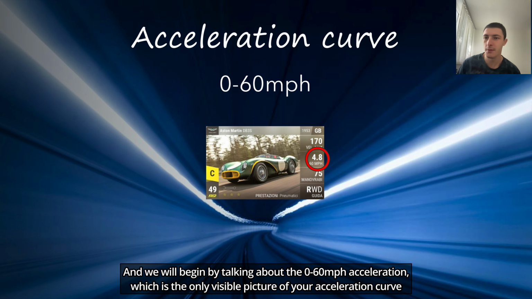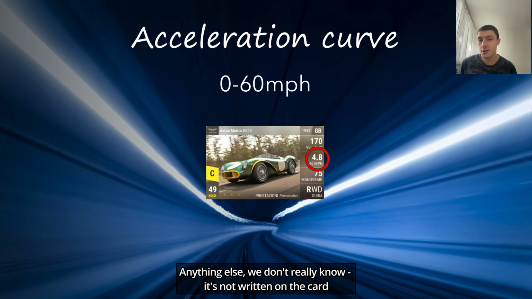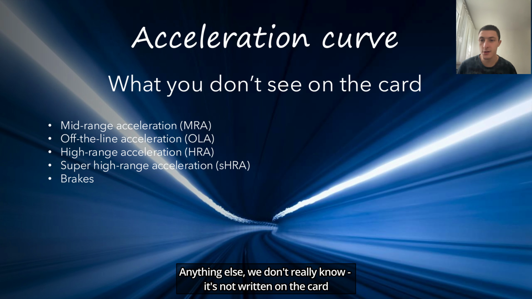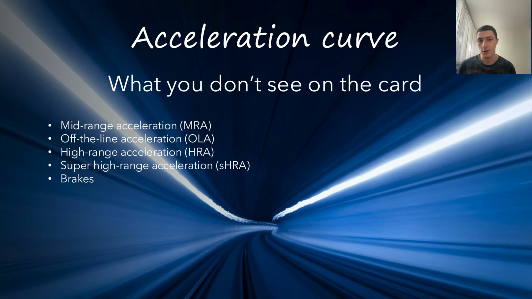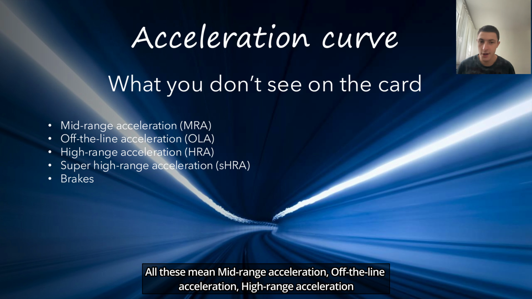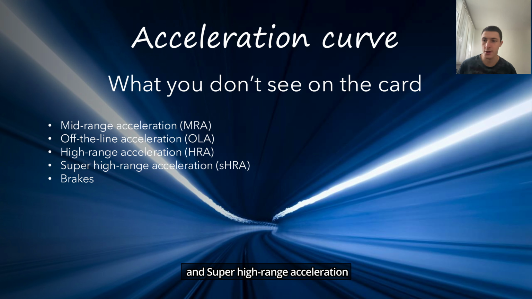We will begin by talking about the 0 to 60 miles per hour acceleration, which is the only visible picture of your acceleration curve on the card. Anything else you don't really know. It's not written on the card, and these are values that you don't see on the card, which are MRA, OLA, HRA and SHRA. All of these mean mid-range acceleration, off-the-line acceleration, high-range acceleration, super high-range acceleration.